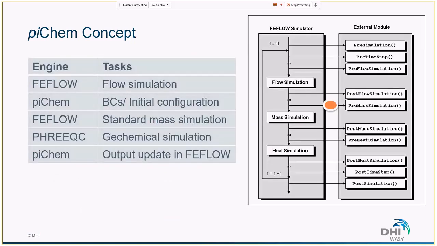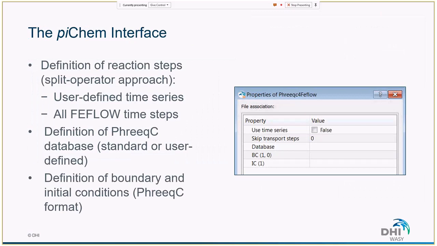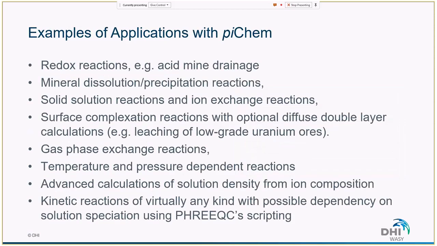We do this approach by our open programming interface, which allows the interaction with the solver or also with the simulation. You can pass or get multiple things during the flow, mass, and heat transport solutions. And we use this approach to couple this geochemical simulation with PHREEQC and FEFLOW. The interface is very simple. You need the same things that you would use in PHREEQC: initial conditions, boundary conditions, a database for the reactions. Multiple applications are all the redox reactions that you can imagine, dissolution of minerals, surface complexation, gas phase exchange, temperature and pressure dependent reactions, advanced calculation of density, etc.